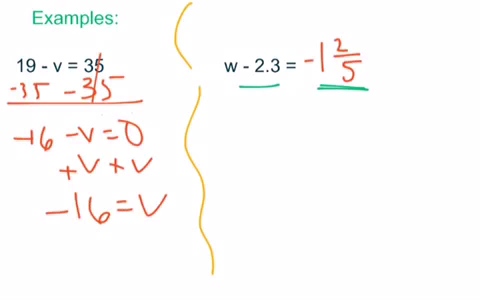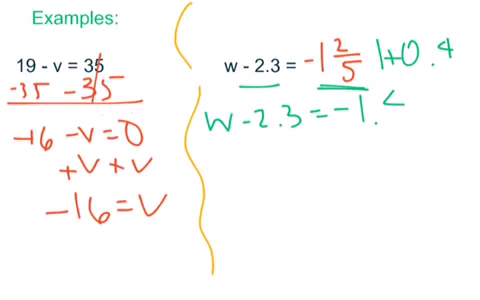That's what I'm going to do, because I think in my mind it's easier, but if the other way is easier for you, you're more than welcome to do that. So let's change this. We have w minus 2.3 equals, and you're going to find that by dividing 2 over 5, which will give you 0.4. Then you add the whole number of 1 to it, so it'll give you negative 1.4.